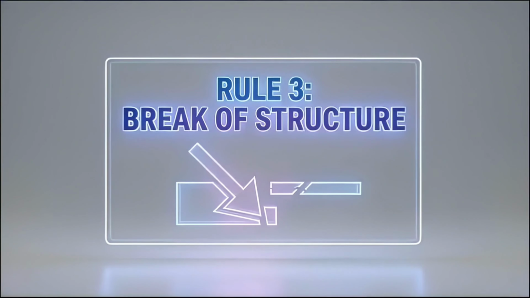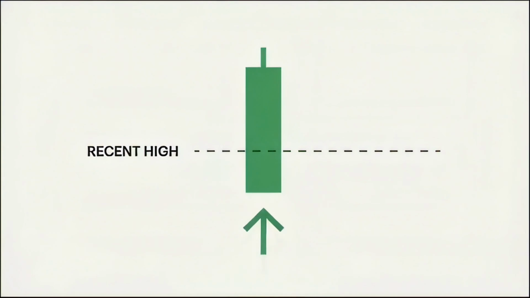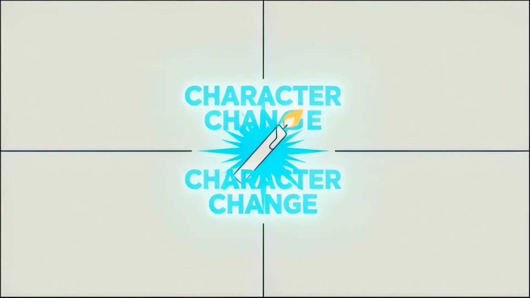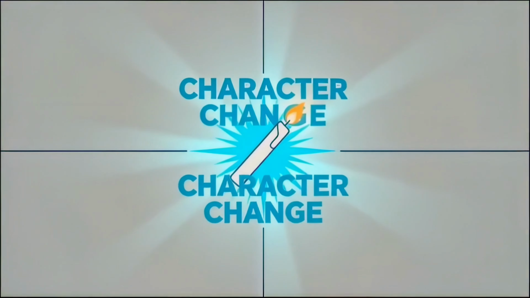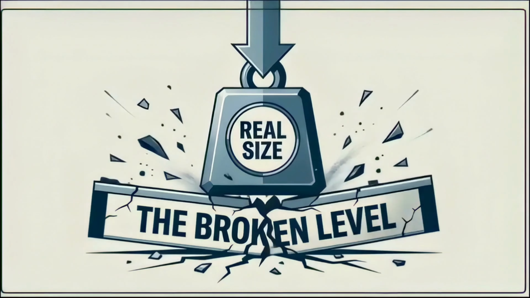Rule 3. The best order blocks break structure. That means the strong move away does not just wander around. It pushes clean through a recent high that had been holding price back. When price breaks a level it could not break before, right off the back of your zone, that tells you the character of the market just changed. Somebody with real size showed up and took that level out.